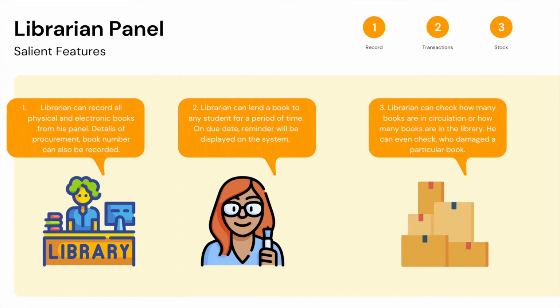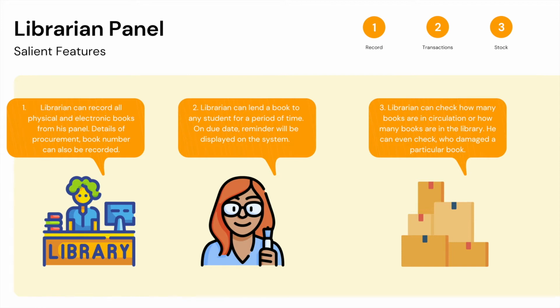The details of procurement and book number according to college can also be recorded while uploading all the details of the books. The librarian can then lend a book to any student or a member of the institute for a particular period of time, for example, 15 days or 21 days. You can set it within the system itself, and whenever the due date comes for the book, an automatic reminder will be sent to the student or the member. On the other hand, the reminder will also be displayed on the screen of the librarian. So it will help the librarian to collect the books when required.